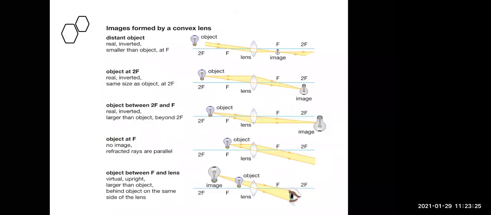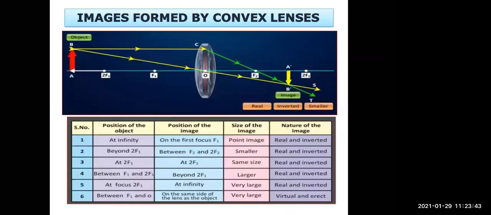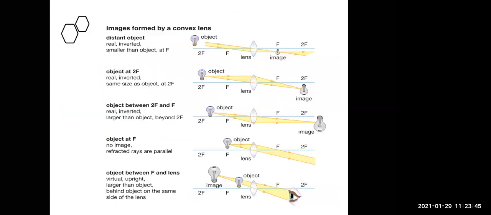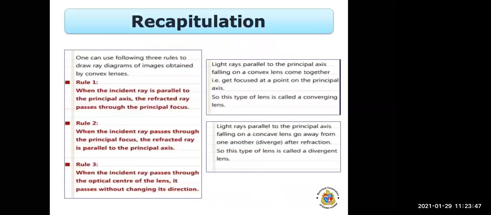Then after that, how the images are formed by the convex lenses. Here one bulb is taken. With the help of the bulb, we have shown how the image is formed in inverted form, real form, and what the size of the image will be. So with the help of these cases which are given, this is the ray diagram and this is in the form of a diagram.